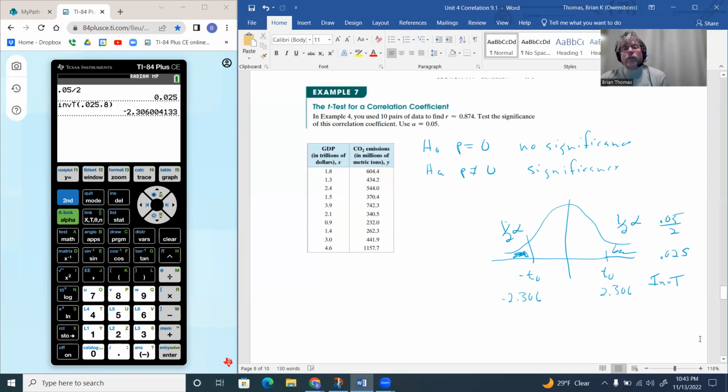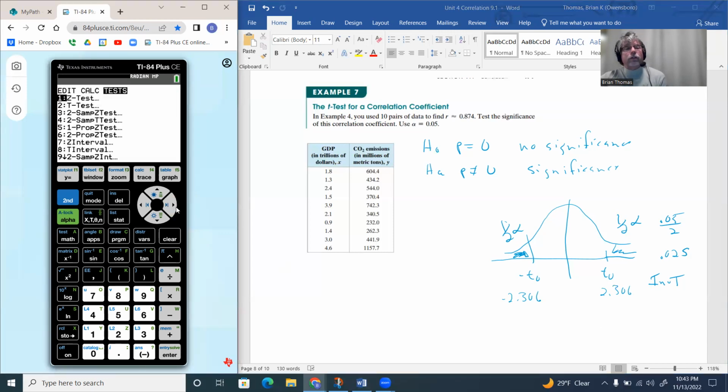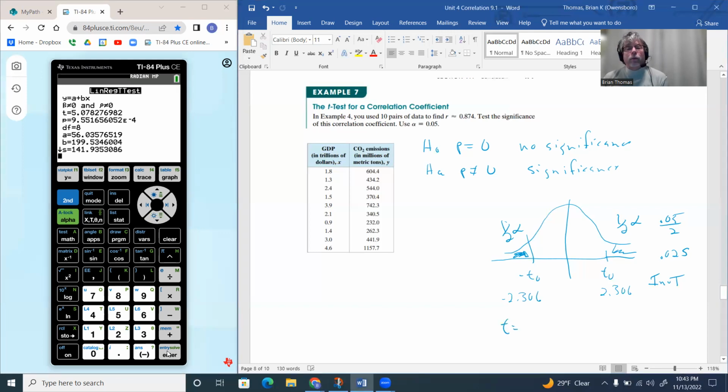Now to find the test statistic, instead of using the formulas, we're going to use the calculator. If we go to stat, go to tests, and look for the linear regression t-test, I hit enter there, change this back to L1, change this to L2, and we have that already set to not equal to 0. If we calculate, this gives us our t value, which is 5.078. Notice that is to the right, in the rejection region.